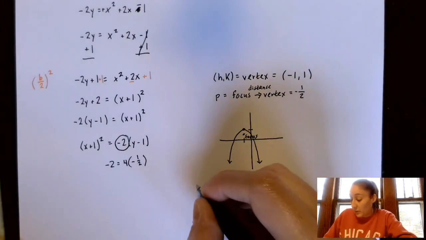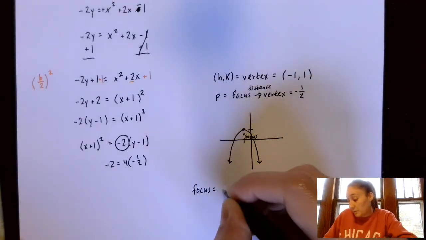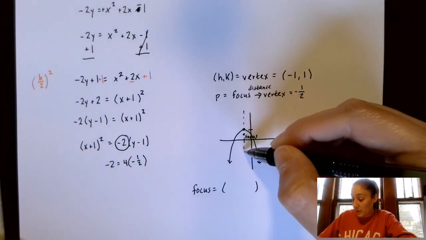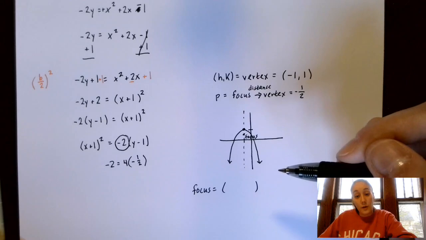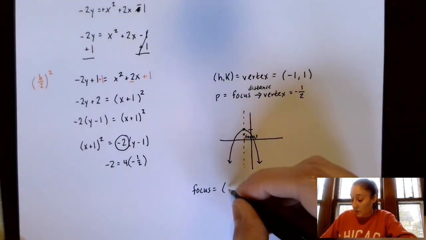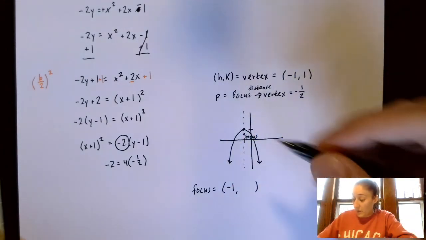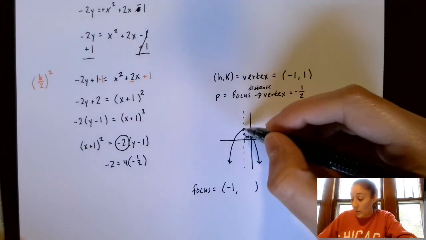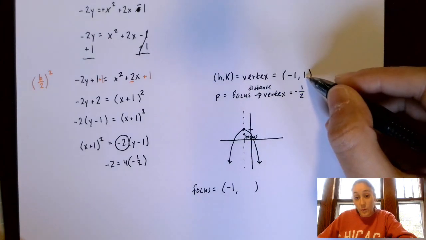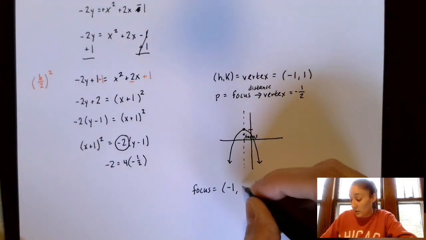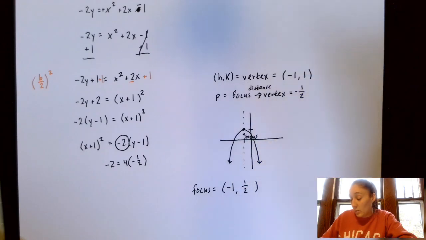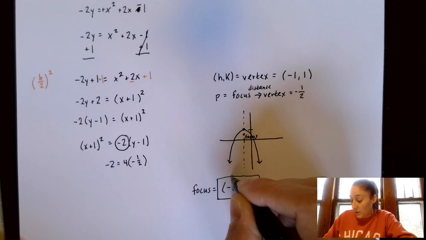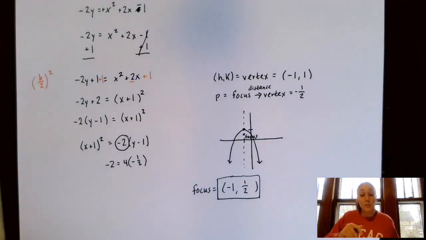So the question is asking us, well, what's the coordinate of that point? Alright, so the focus definitely has to align with this point, right? It's only 1/2 down from the vertex. So the x value is still negative 1, right? But this is a half unit away from this vertex. So I'm going to go half away from this and a half down towards 0. So I have 1/2. So the coordinate of my focus for this parabola is negative 1, 1/2.